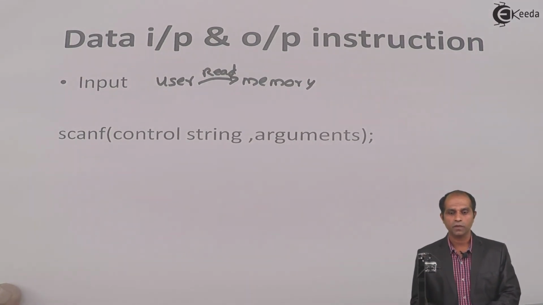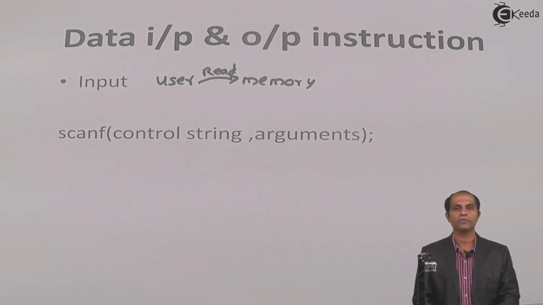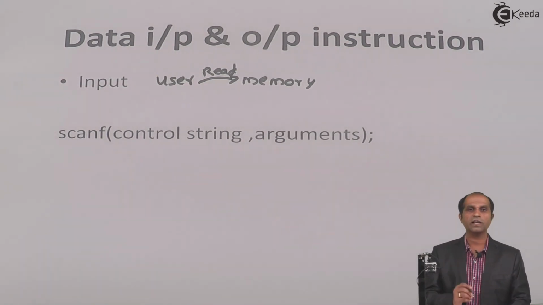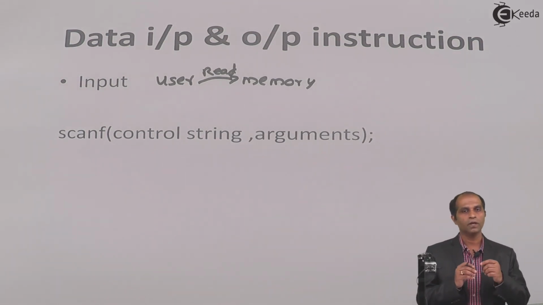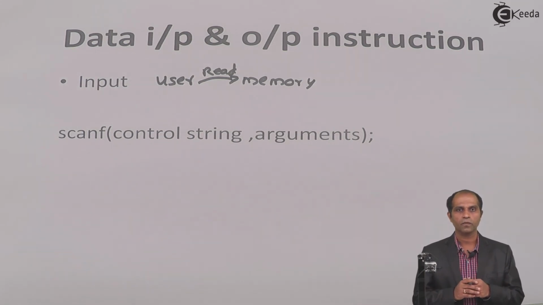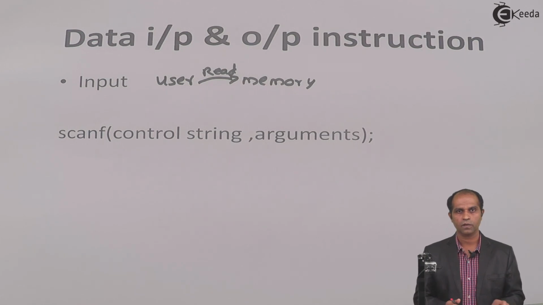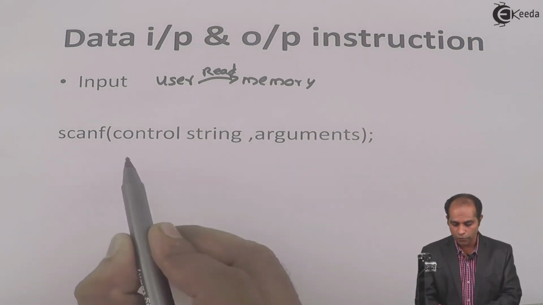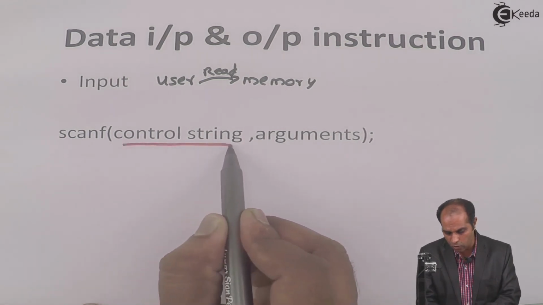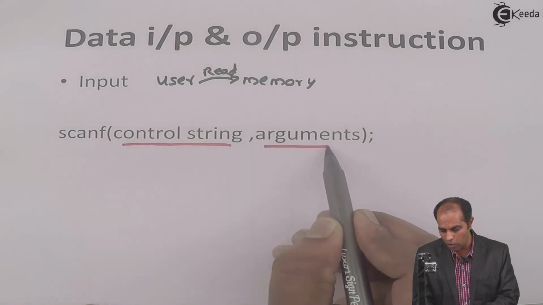Now how do I get this? We can use an instruction called scanf to do this particular operation. How exactly does scanf work, or what is the syntax of this particular scanf? Let us understand the meaning of scanf and the syntax of scanf with a simple example. Let's first work with the syntax of this particular scanf instruction. The scanf instruction will have two parts. The first part is called the control string. The second part is called the arguments.